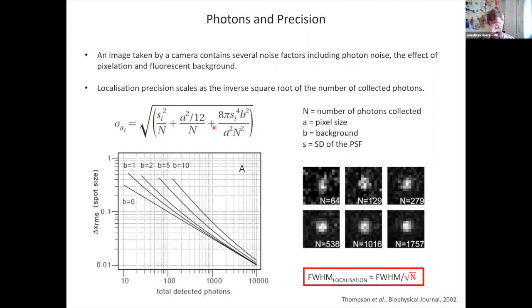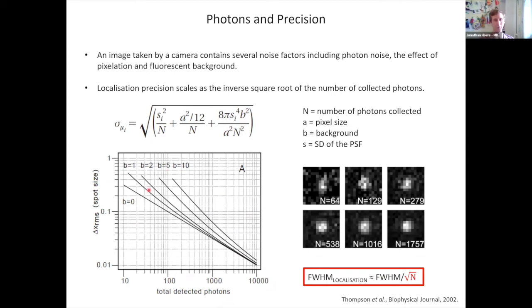Now, if the microscope is designed appropriately, the pixels are sufficiently small, so that's not a problem. And if the sample is designed appropriately, the background will be sufficiently low. So these 2 terms essentially become very small, and it's this first term that really dominates. And if we simplify the equation, just taking into consideration this first term, we end up with this simplified equation down here on the bottom right corner. So your localization precision is approximately equivalent to the width of the focus spot divided by the square root of the number of photons.